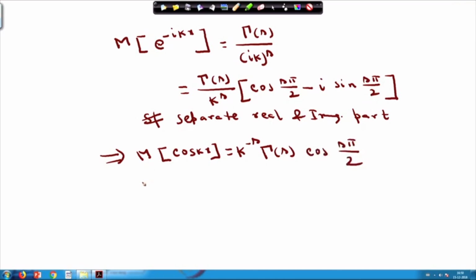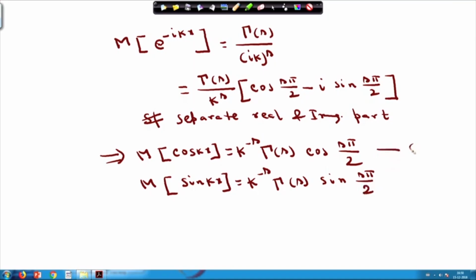And similarly, the Mellin transform of sin kx can be written as k to the power minus s gamma s into sin of s pi by 2. This I may denote as A and B.